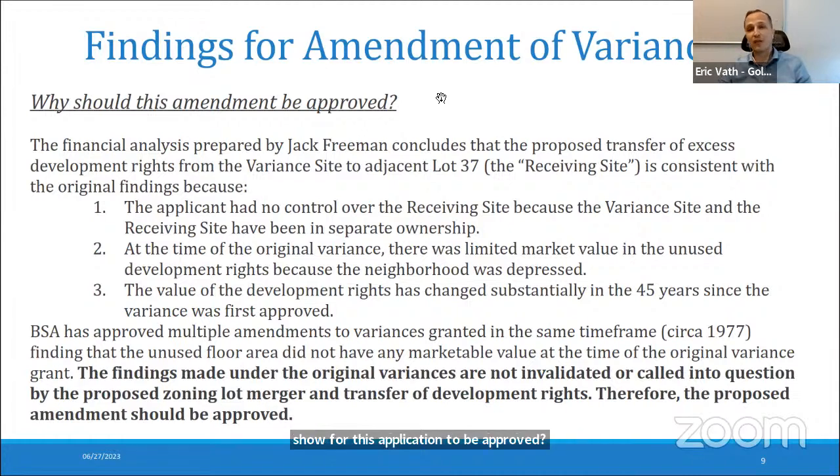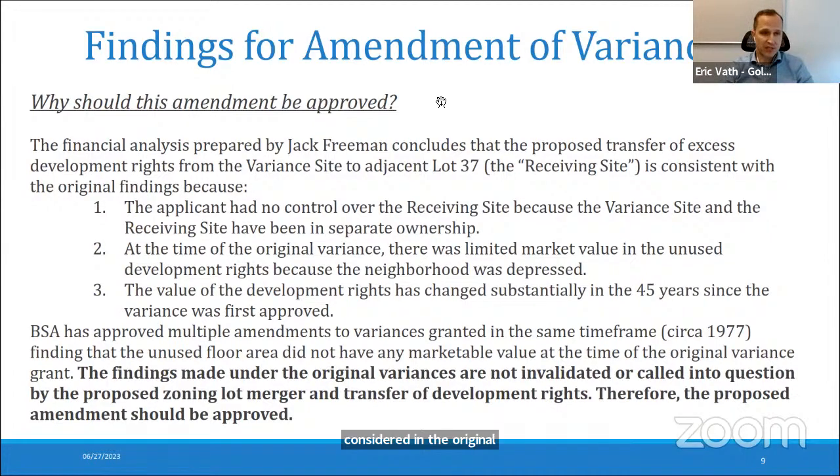Basically, we have to show that the development rights were never considered as part of the original financial analysis, the hardship analysis in 1977. So usually with these applications, you get a financial analysis prepared by, in this case, Jack Freeman and Capolino. And it looks at the old history of the BSA case and tries to see if at the time the board weighed if those development rights had any value or if they were considered in the original approval.